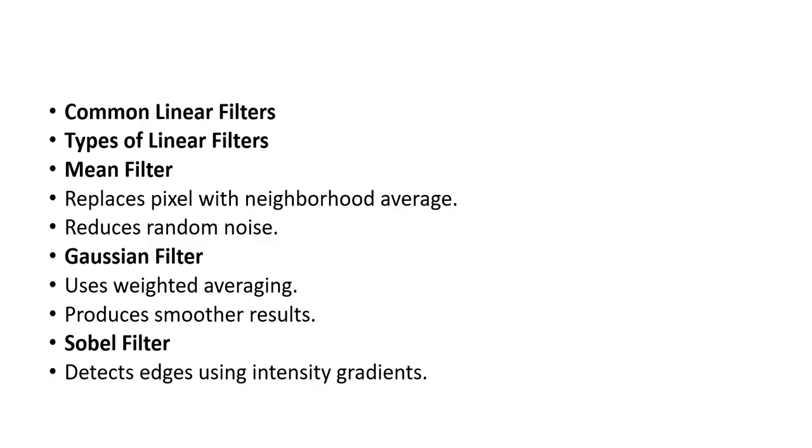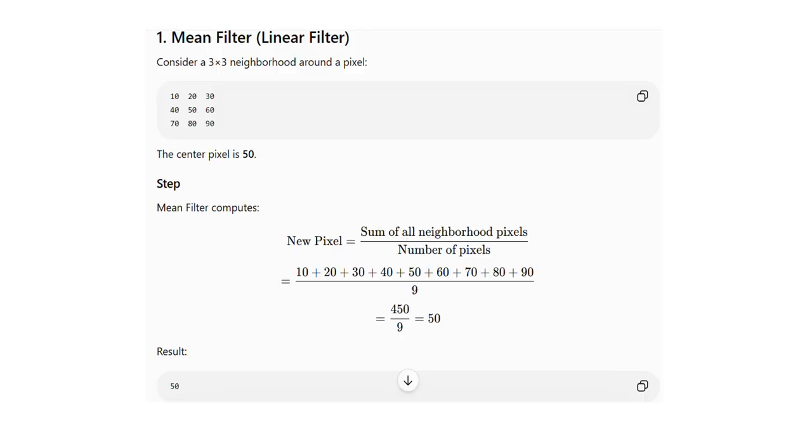Now we have three kinds of linear filters: mean filter, Gaussian filter, and Sobel filter. So the first one is the mean filter. It replaces a pixel with neighborhood values. So for example, here as you can see, we have 50.